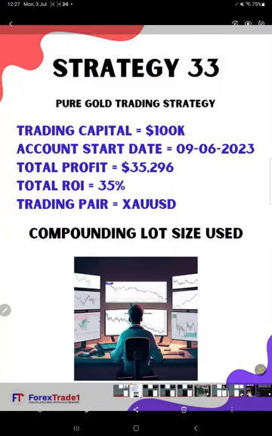Stay tuned till the last so you can understand how the strategy works and you can verify each and every proof. The strategy number is 33, which is the pure gold trading strategy. Trading capital initiated with $100,000. Account start date is 9th of June 2023. The total profit is $35,296. The total ROI is 35%. The trading pair is XAUUSD and compounding lot size is used in this strategy.